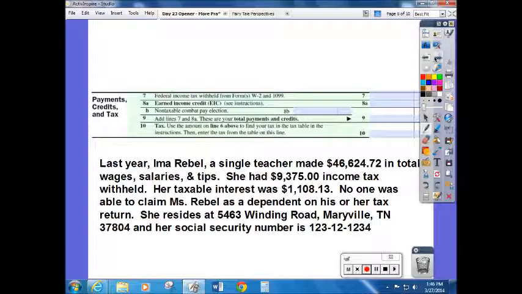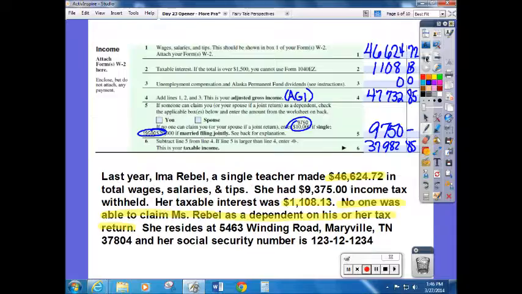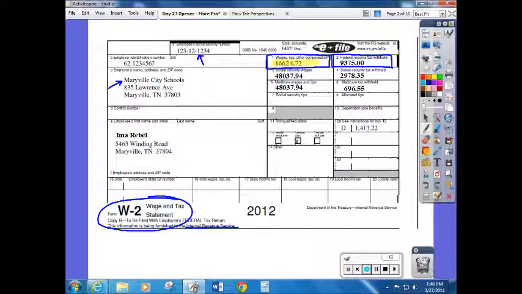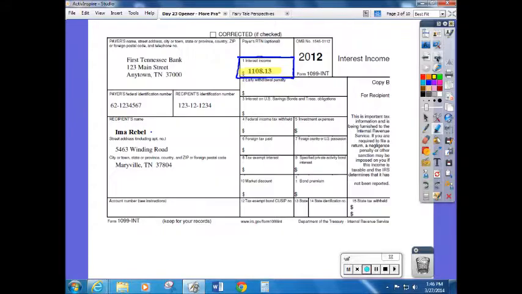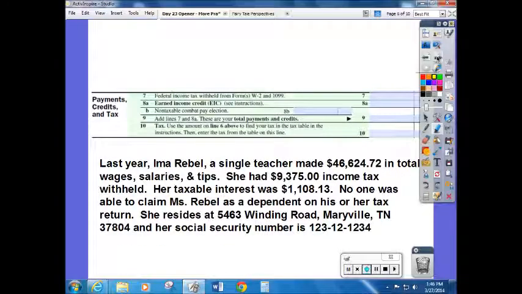Going on to the next section, federal income tax withheld. Where do we find that information? It is on our W-2, Box 2, federal income tax withheld. It is also in our instructions down here. She had $9,375 in income tax withheld. So we're going to write $9,375 in income tax withheld.